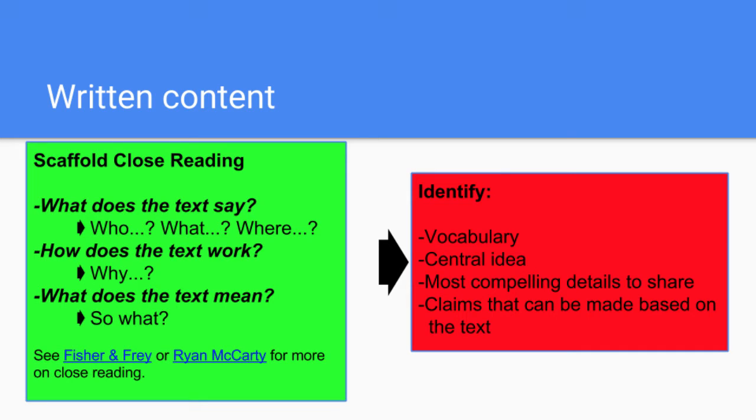But I would really specify that when students are close reading, the end product should be, they should identify some key vocabulary, that central idea of the text, those compelling details, those claims that they've found or want to share with the world. Those are the things that really kind of are distilled out of a large body of text that are really ideal for sharing in an infographic.